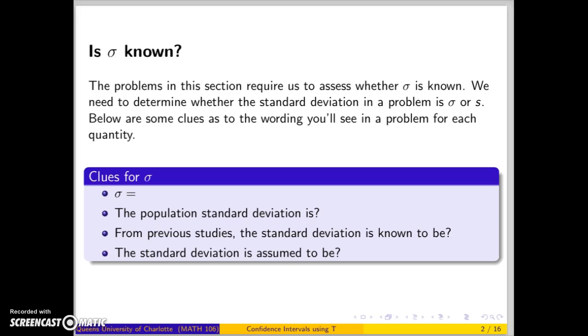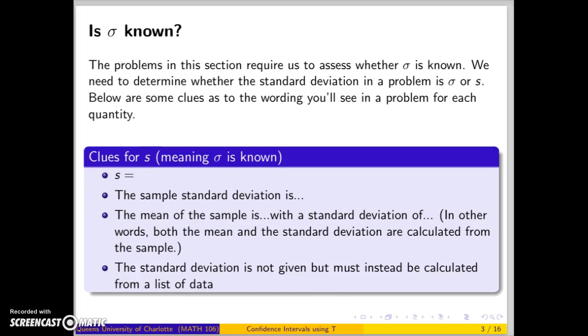Here are some clues, and if I were you I would print this slide out and use it when you do your homeworks and tests. Sometimes they will say sigma equals, which is the most obvious that sigma is known, or the population standard deviation is, or the standard deviation is known to be, or assumed to be. You have to really read the problem and assess if what you are given is the population standard deviation.